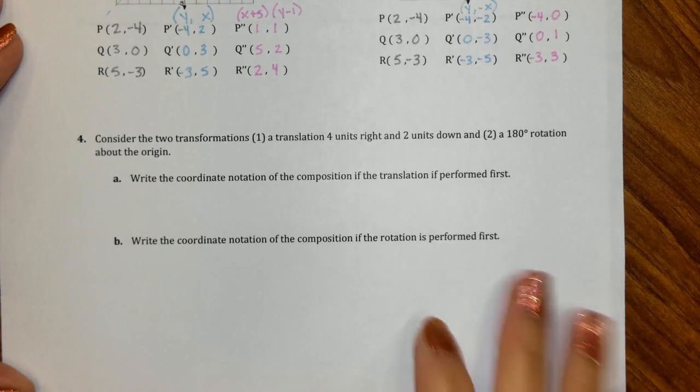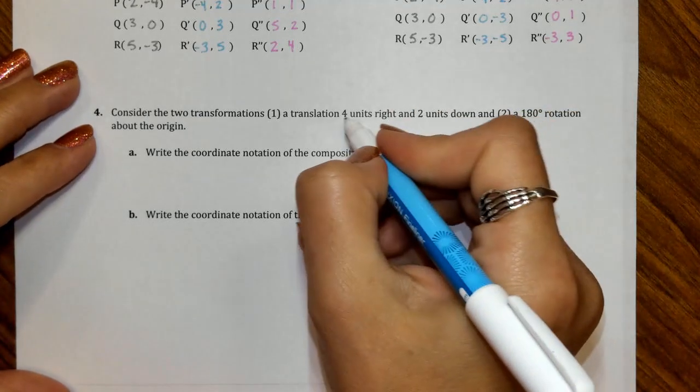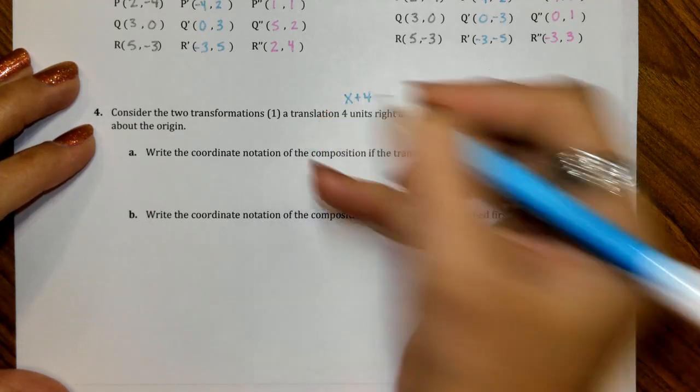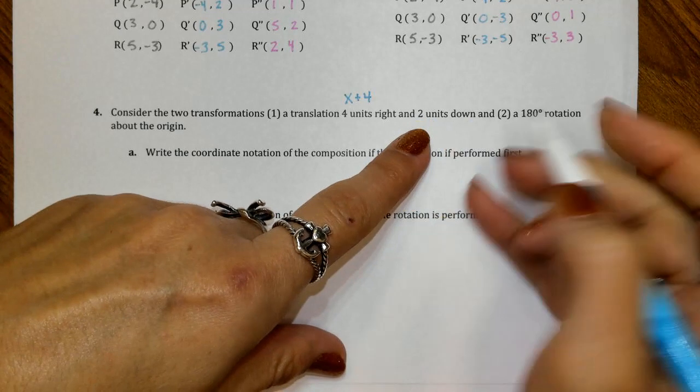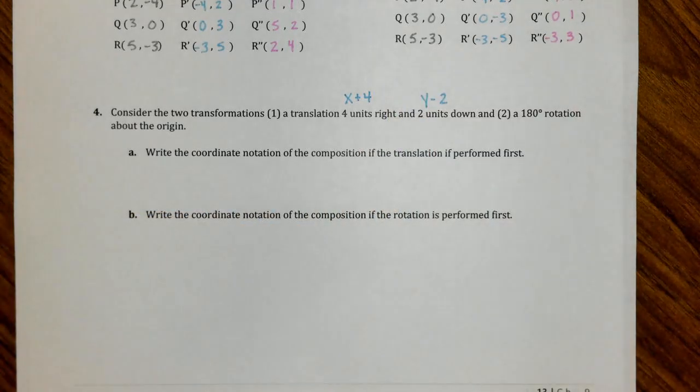All right, our next problem here. Let's see which colors I need. Okay, so we're going to consider the two transformations. They labeled which one was first and second. Well, I guess actually A and B is going to be different. We're going to have a translation of 4 units to the right. So 4 to the right, remember the right is x, and it's towards the positive. And then we're going to have 2 units down. That's going to be y. Down is minus 2. And then we're going to have a 180-degree rotation.